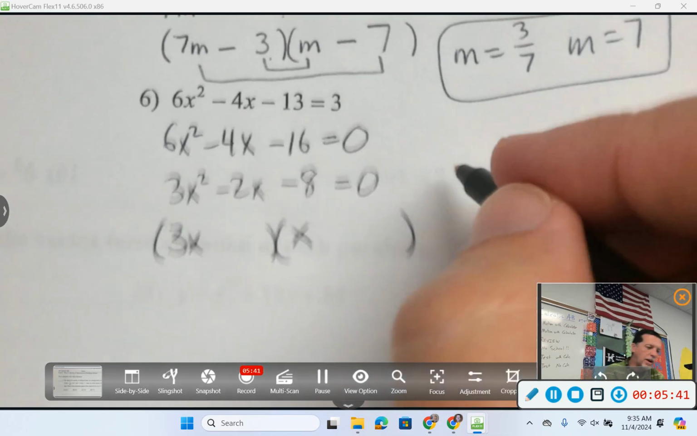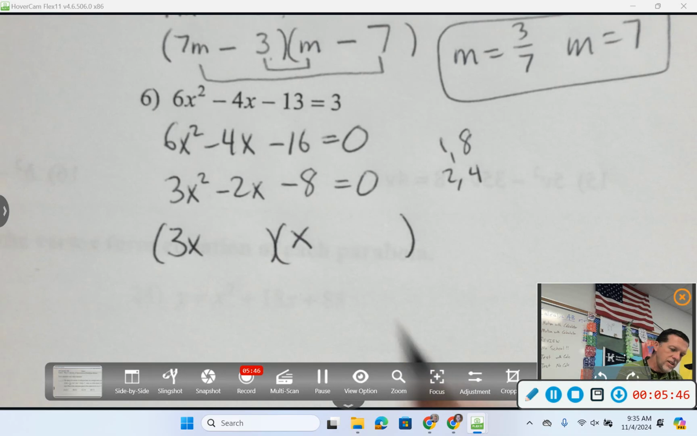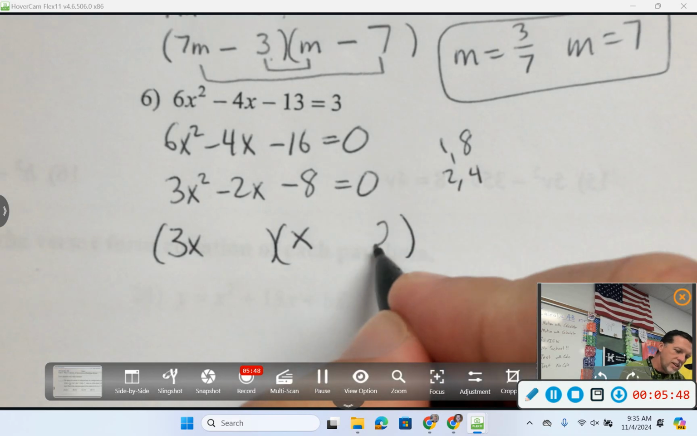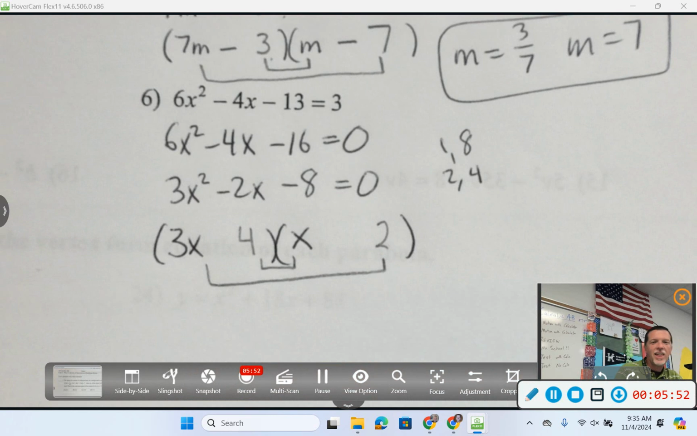So 8, my options are 1 and 8, 2 and 4. So I think if I go like that, that would get me 6 and 4. So I can make this work. Again, you've got to know your math facts, and you've got to know them well enough to quickly check and see if factoring works.